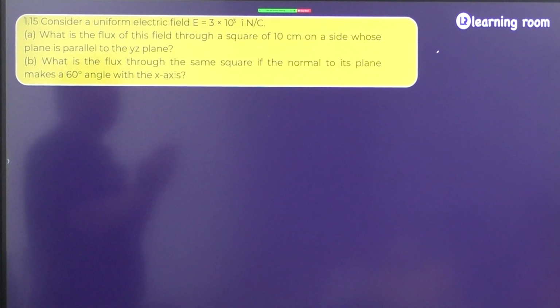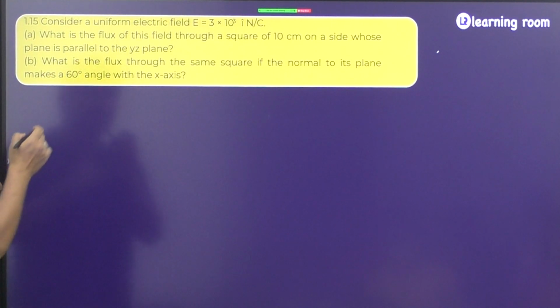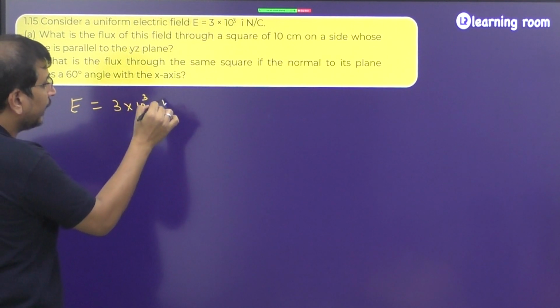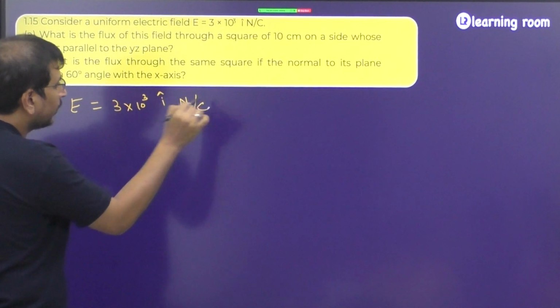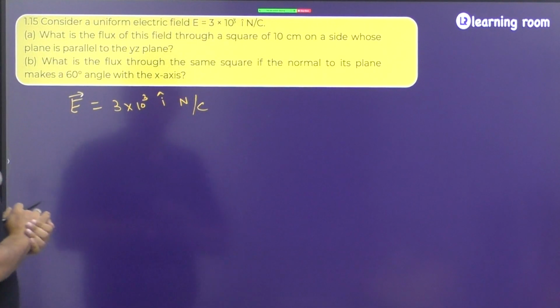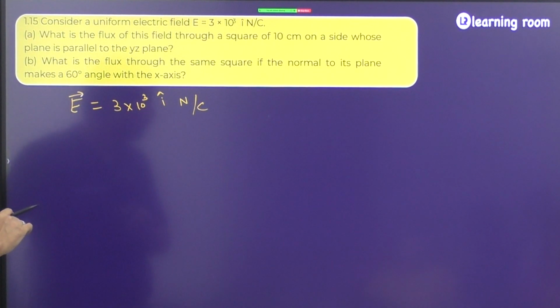Consider a uniform electric field E equal to 3 into 10 power 3 i cap Newton per Coulomb. So write this as E vector. What is the flux of this field through a square of side 10 centimeter on a side whose plane is parallel to the YZ plane?